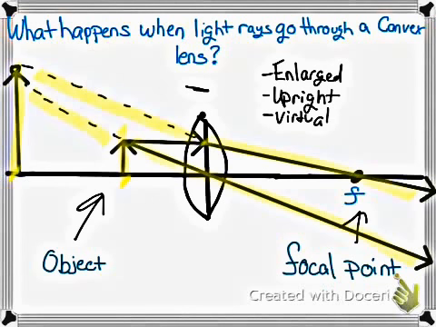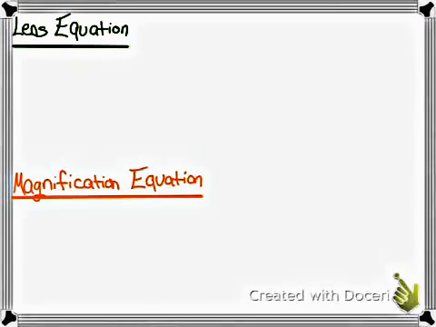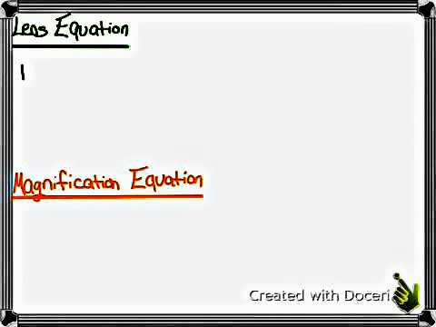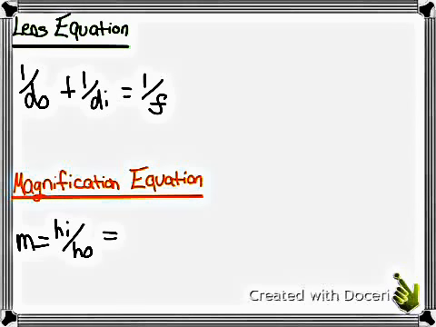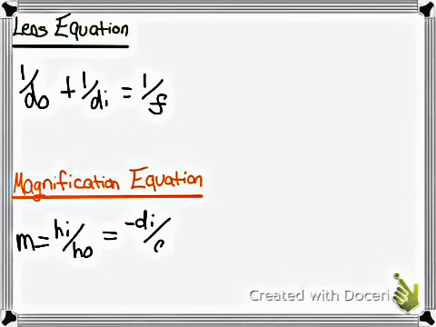Now let's see what our equations are. Your lens equation is 1 over d_o plus 1 over d_i equals 1 over f. For your magnification equation, it's m equals h_i over h_o, or if you don't have h_i or h_o, you can use negative d_i over d_o. What's really cool about this equation is that if you don't have your image height or object height, you can use the distances of your object and your image.